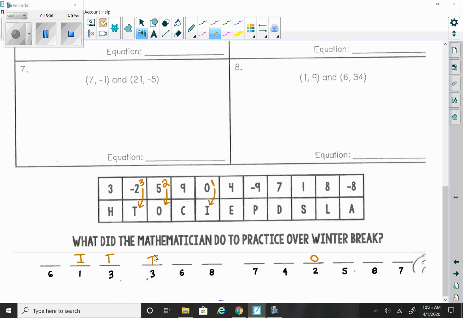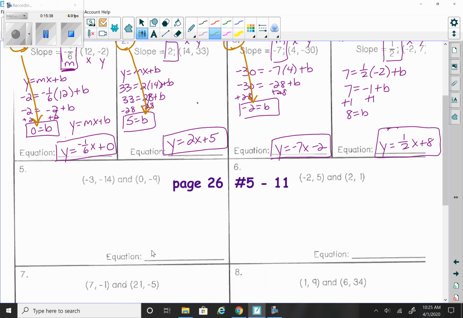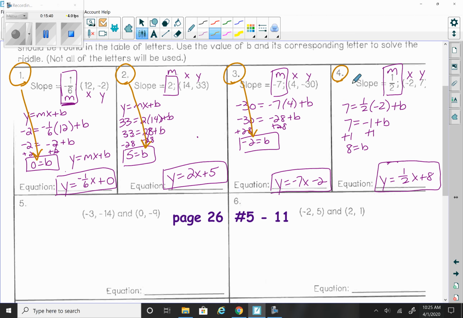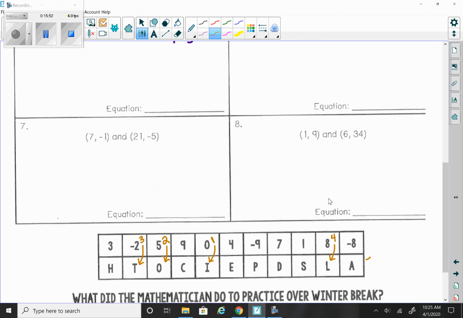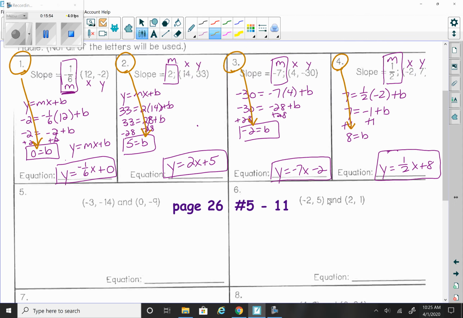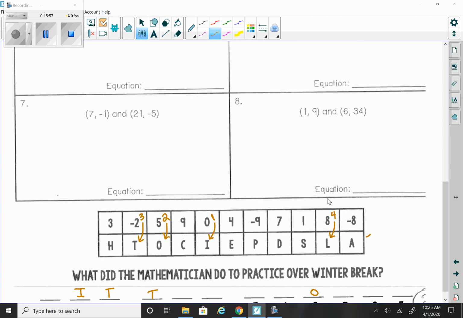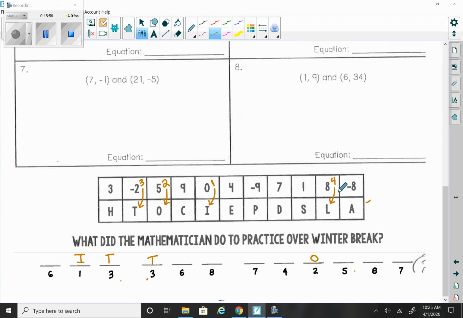I think that's all. And then the last one that we did last night, number 4, we had a b value of 8. So going down below, where's the 8? Here it is. So this was number 4. So we're going to write the letter L wherever there's a 4 down below. It's like a puzzle. Okay.